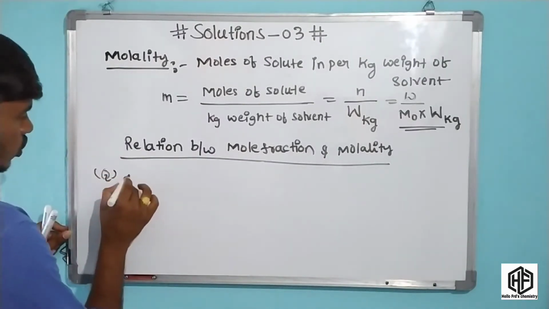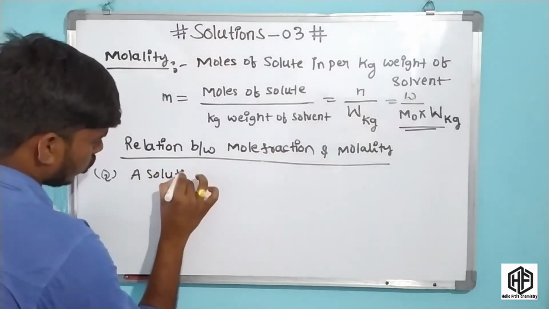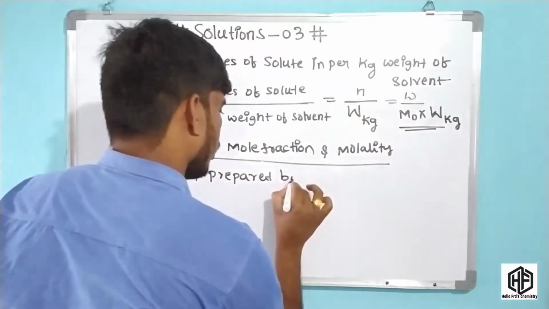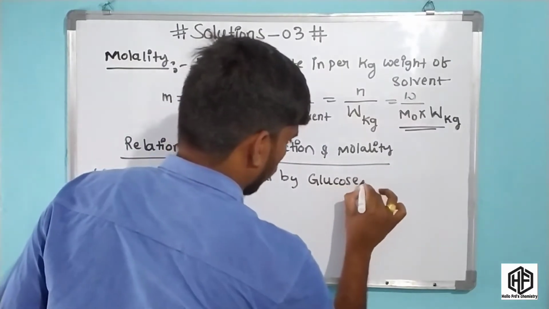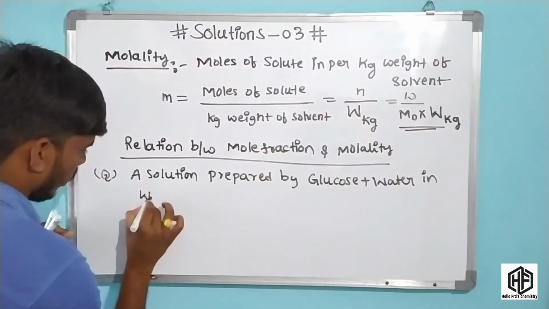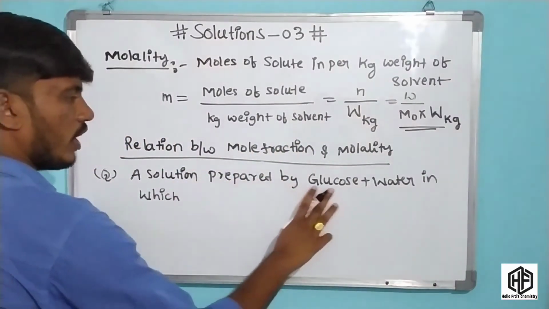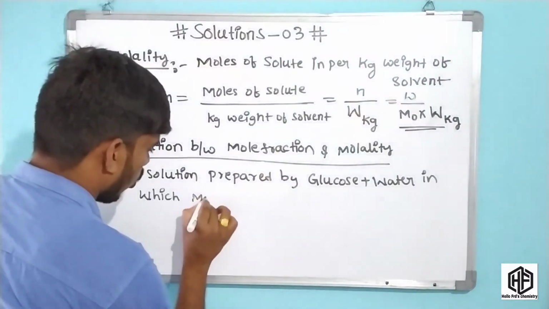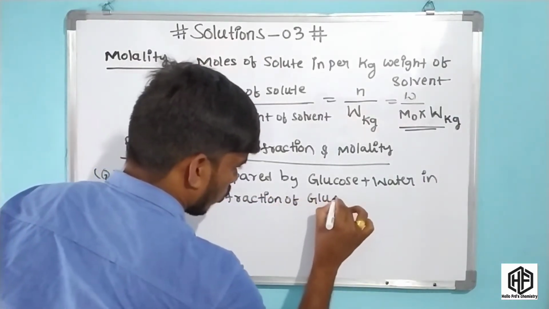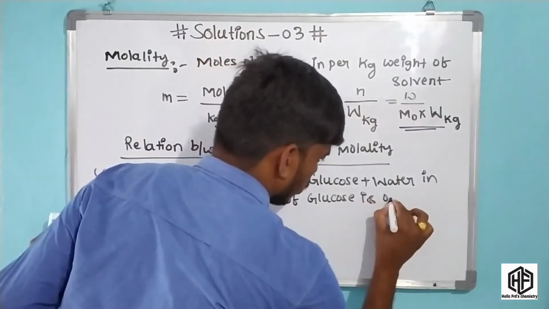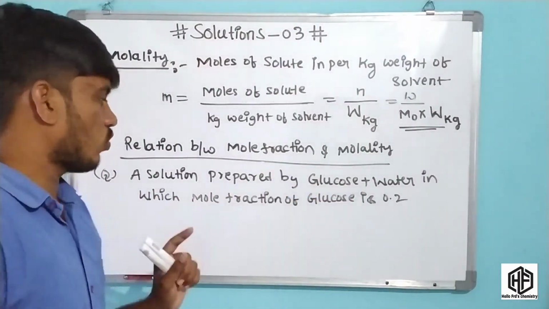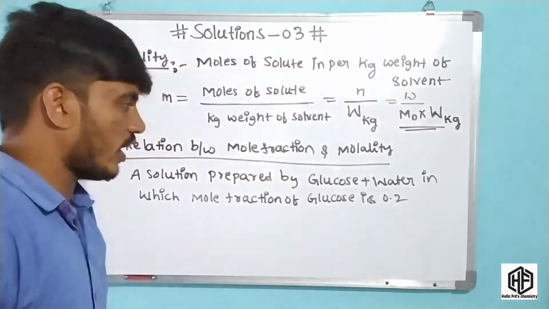The question is: a solution prepared by glucose plus water in which the mole fraction of glucose is 0.2.